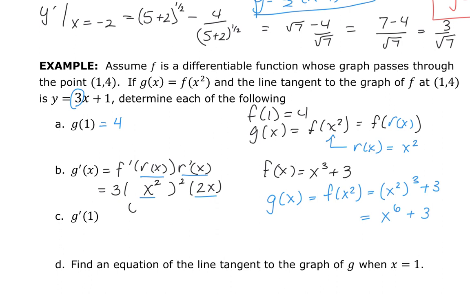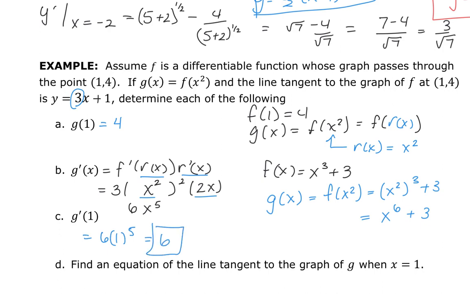So let's clean this up. This will be 6x raised to the, I have 2 times 2 by the power rule, which gives me 4, plus 1 more is 5, so 6x to the 5th power. Now, let's see if that derivative works. If I take the derivative of x to the 6th, I do indeed get 6x to the 5th. So I evaluate this at 1, then I have 6 times 1 raised to the 5th power, which is 6.